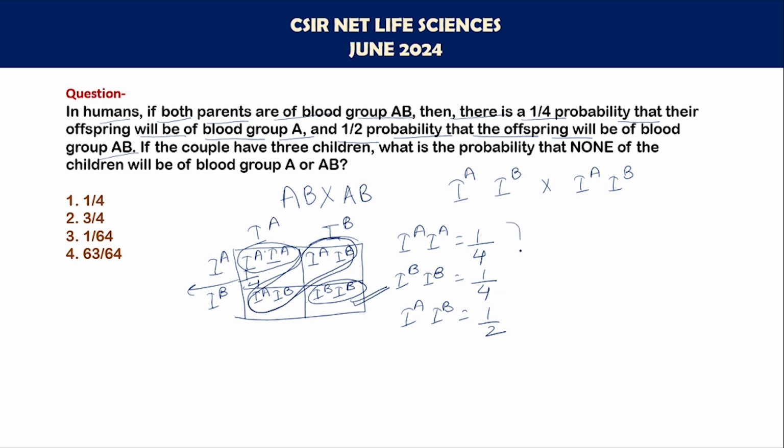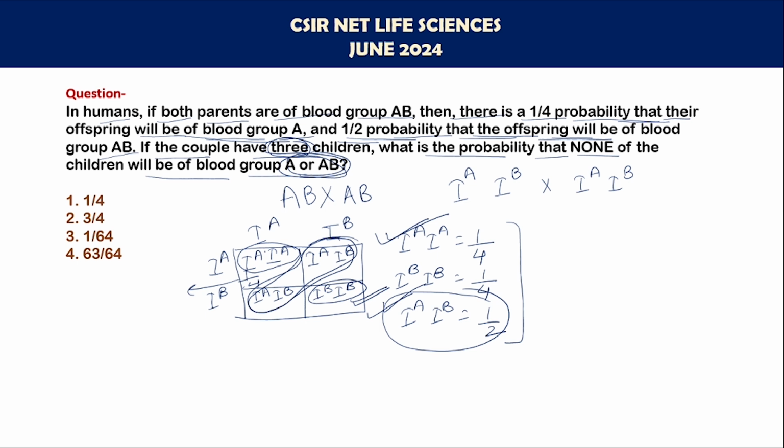Now this is also given in the question, that there is a 1 by 4 probability that their offspring will be A blood group, and half probability that the offspring will be of blood group AB. Now what they're asking: if the couple has 3 children, this is important, what is the probability that none of the children will be of blood group A or AB?